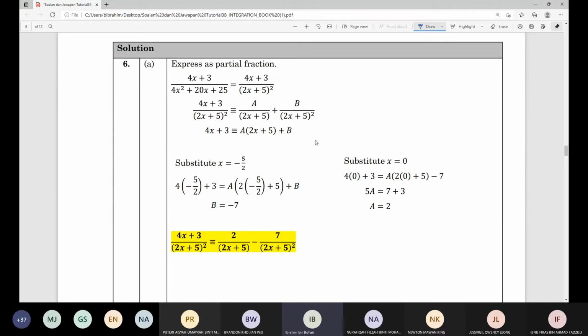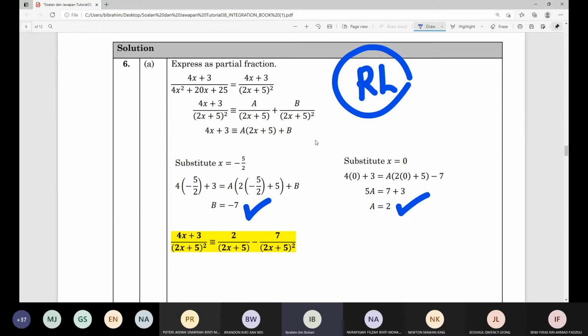The first part of the rational function is A over 2x plus 5 plus B over (2x plus 5) squared. This is the repeated linear from your last LU3. You substitute x equals negative 5/2, and B equals negative 7. For the second value, x equals 0, and A equals 2. And this is your answer. I think many can do this first part, no problem.